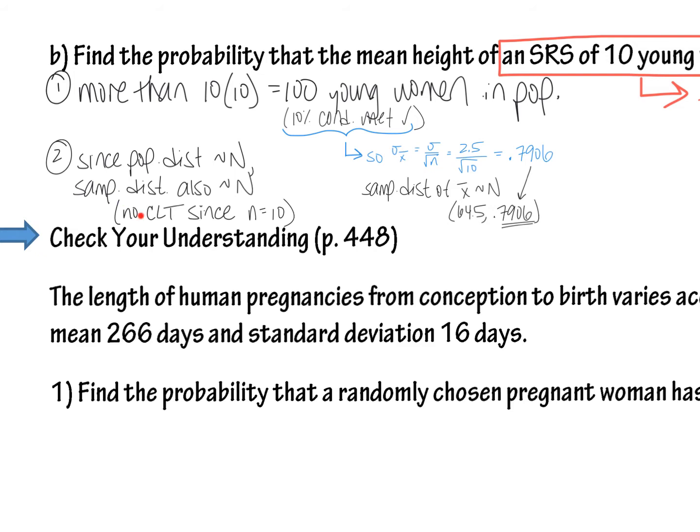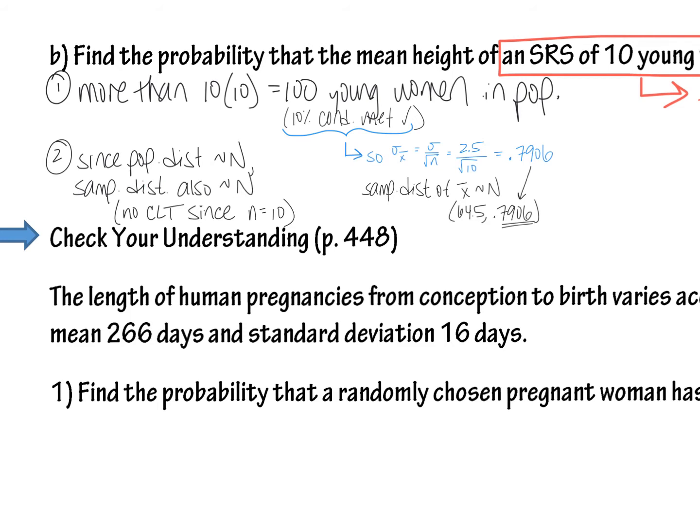Remember that the CLT would not apply here because n equals 10 and n has to be bigger than or equal to 30 in order to use that CLT. So if you were wondering about that, make sure you get that straight. But this is the easiest situation. Population distribution approximately normal, that means our sampling distribution will also be approximately normal.